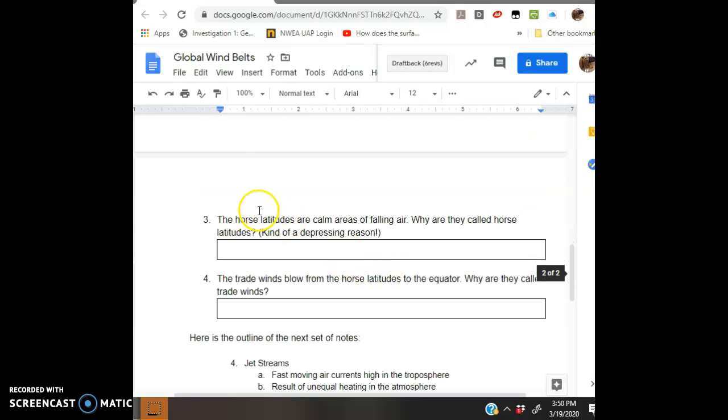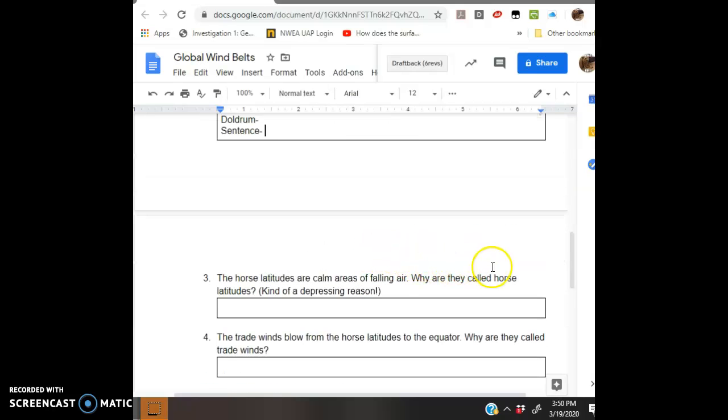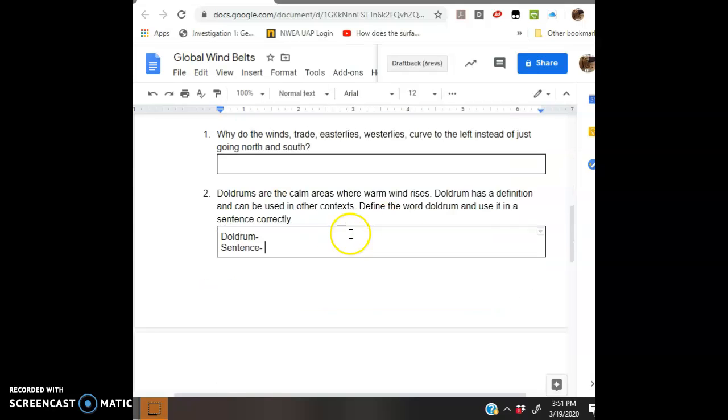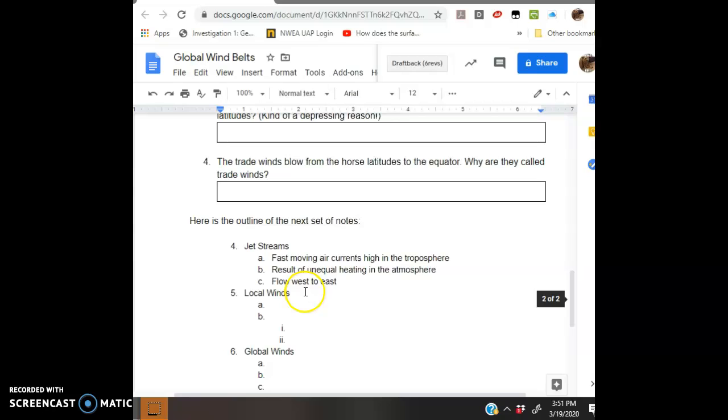Next, you're going to look at the horse latitudes, the calm areas of falling air. Why are they called horse latitudes? There's a story behind that, and it's actually kind of a depressing reason. So look up why they're called horse latitudes. And finally, you have trade winds. They blow from the horse latitudes to the equator. Well, why are they called trade winds? Where did that name come from? So I want you to go and find those answers and fill them into the boxes here.